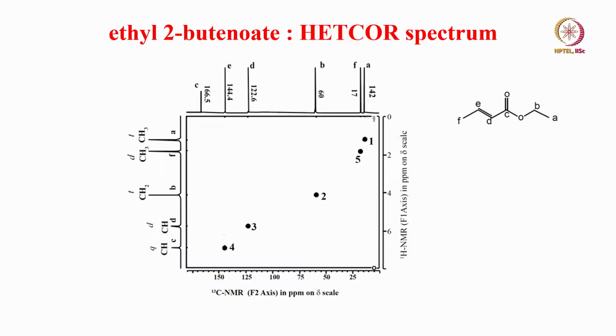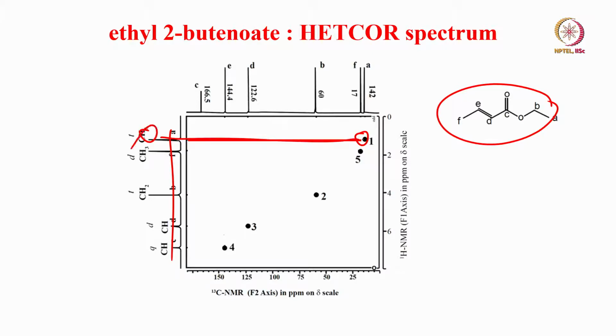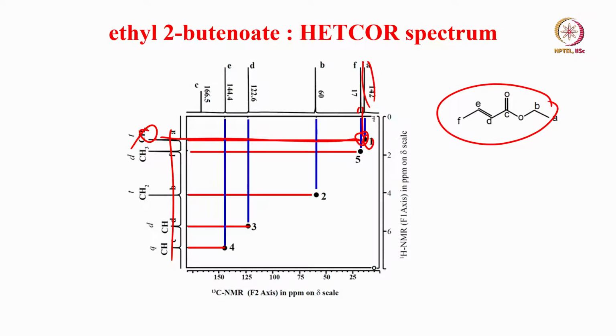Look at this molecule. You have a simple molecule, on this axis is proton, on this axis carbon-13. If you go along this axis you get the proton chemical shift, and along this axis you get the carbon-13 chemical shift. So the proton chemical shift for 1 is here, the carbon chemical shift is here. Simultaneously you can detect both the nuclei. It correlates the chemical shifts of 2 heteronuclei. Similarly for 5, 2, 3 and 4, like this.